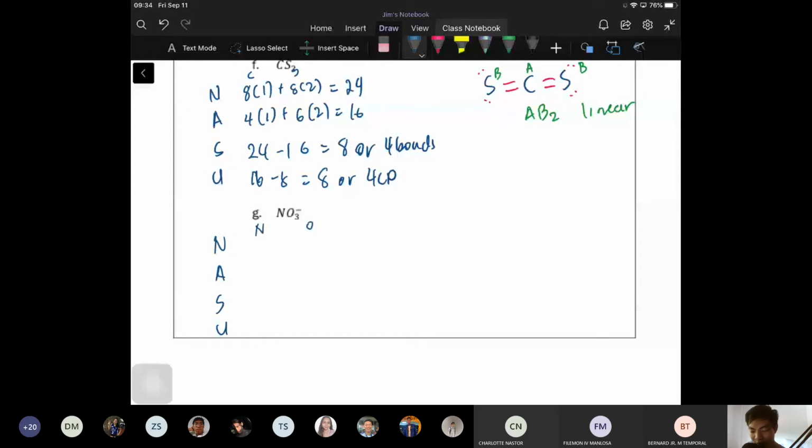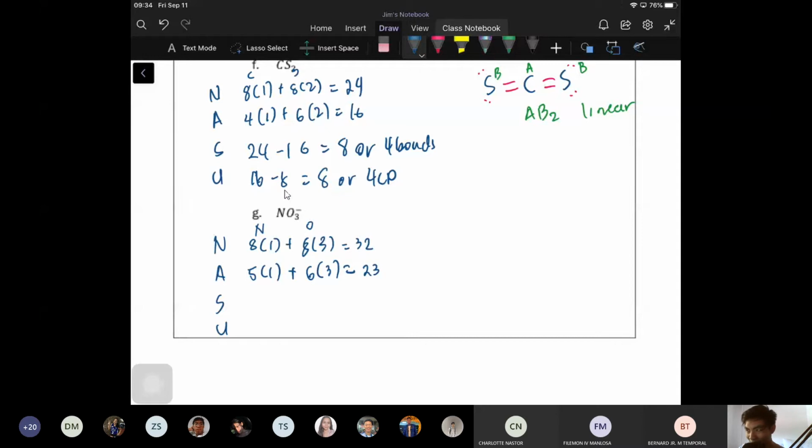Nitrogen, oxygen. So nitrogen should be 8. Oxygen, 8 really. 8, 16, 24, 32. Okay. Available: nitrogen is 5. Oxygen, 6. 6, 12, 18, 23. Nothing, add electron. Look first. Doesn't it have a charge? It has a negative 1 there. So that means there is an excess electron.